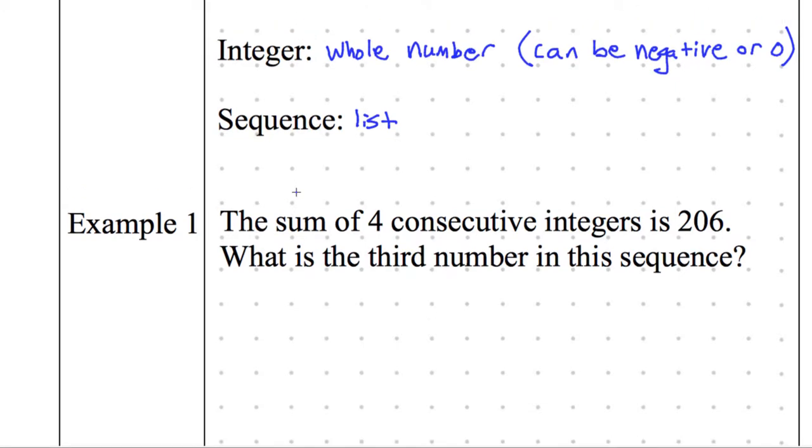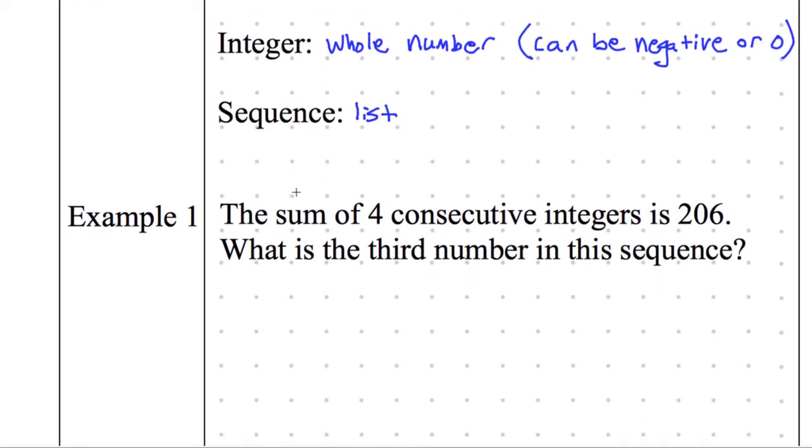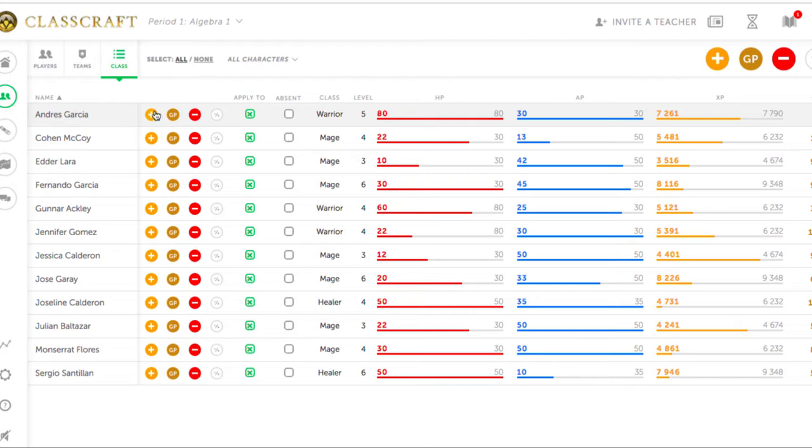All right, so now that we have these three things defined, definitely informally, let's look at example 1. Can I get a quiet raised hand to read this one? Nice and short, so easy XP. Someone want to read? Andres, go for it. The sum of 4 consecutive integers is 206. What is the third number in the sequence? Thank you.